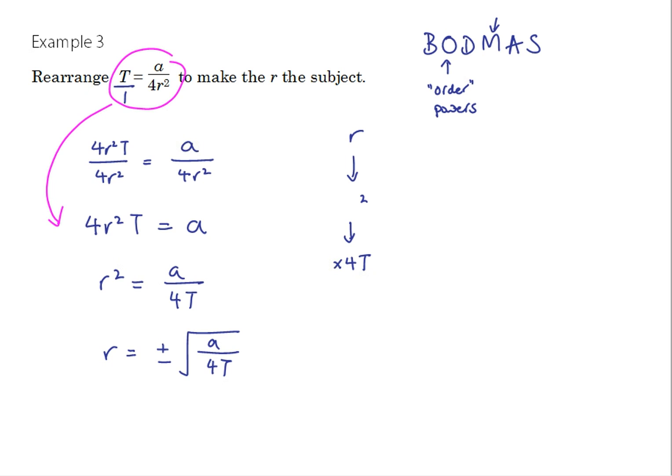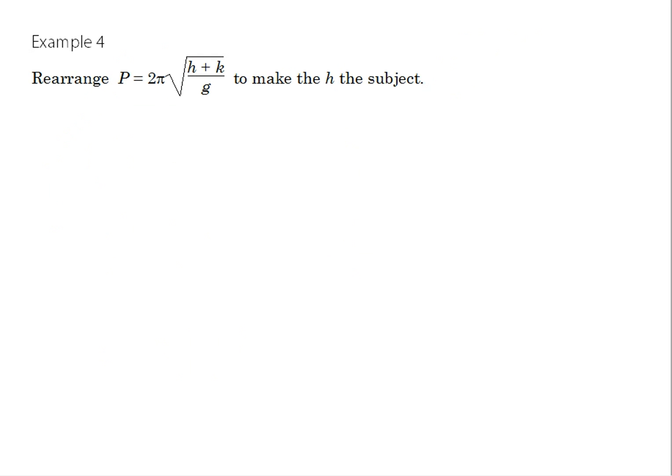And so r is the subject. In example 4, I wish to rearrange to make h the subject. So we're thinking about h, so we've got p is equal to 2 pi square root of h plus k over g. Okay, so it's not in the denominator of a fraction. I can think about immediately in this particular expression on the right-hand side, what is happening to h.